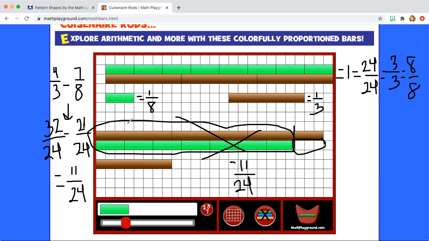But we also want to connect the procedures to the models, because that's how we develop the understanding of the procedures.